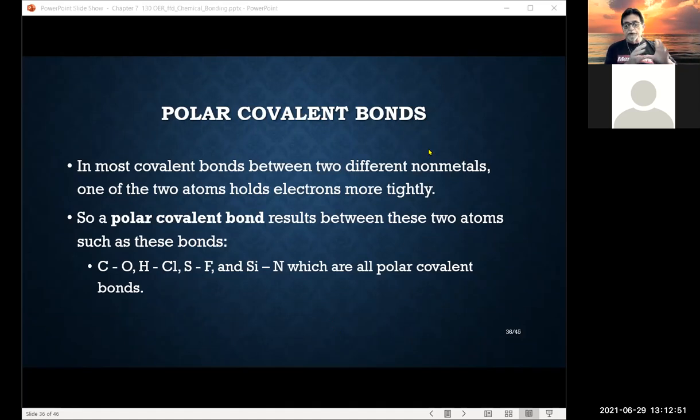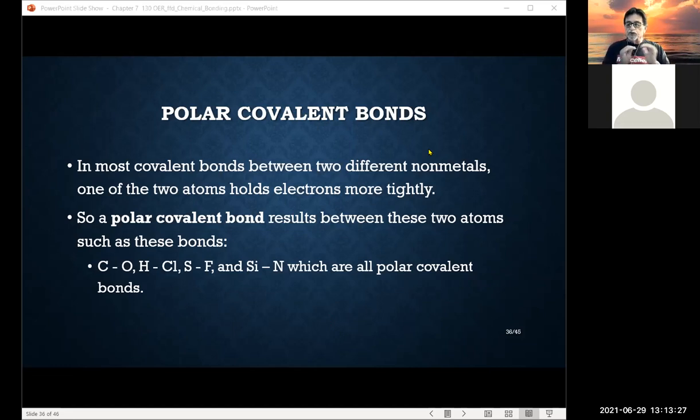So all these examples are carbon, oxygen, hydrogen, chlorine, sulfur, fluorine, silicon, and nitrogen. All are polar covalent bonds. First of all, why are they polar? Again, I can't overemphasize: two different atoms. They automatically have two different electronegativity values, which results in one of them pulling the electrons closer onto itself, which results in a polar bond, meaning on one side we have a partial positive and on the other side a partial negative.